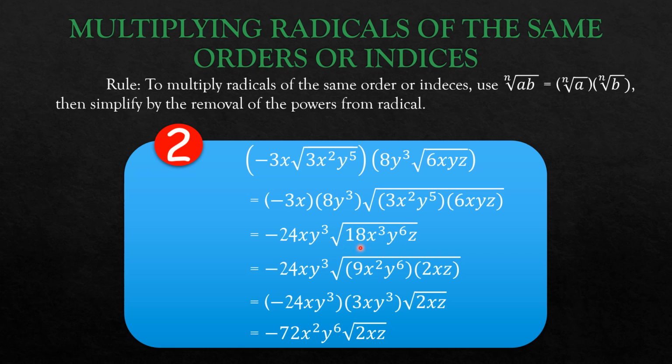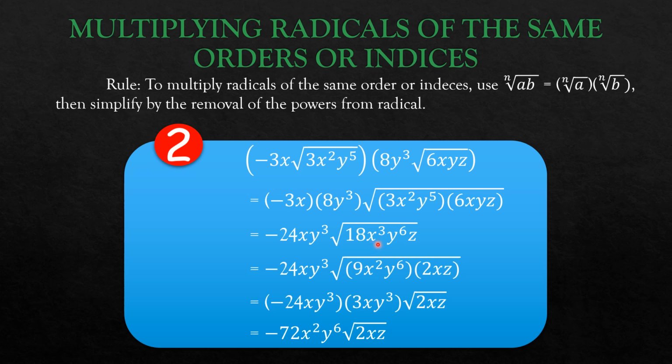Tapos ito, i-factor out natin na kung saan yung isang factor niya ay pwede natin kuhanan ng square root. So, 18 is not a perfect square, pero meron siyang factor na perfect square. Ano po yung factor ng 18 na ang isang factor niya ay perfect square? Meron tayong 9 times 2. 9 times 2 is equal to 18 and 9 is a perfect square.